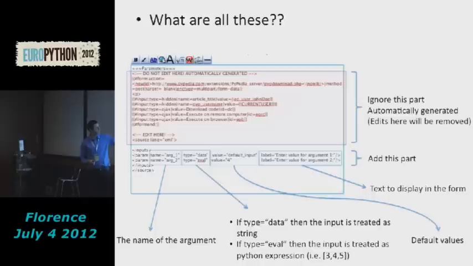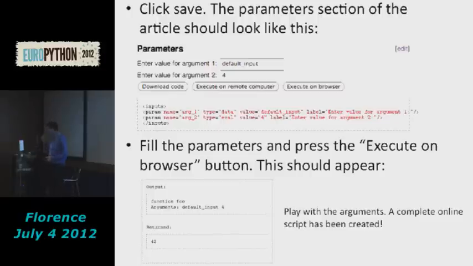So this is the name of the argument, the type, if it's a string or a Python expression that can be evaluated. This is the default value, and this is the label that appears on the side. So if you press save, then the parameter section is a normal HTML form. Someone can fill in values over there, and then press execute in the browser, and then you get the results.